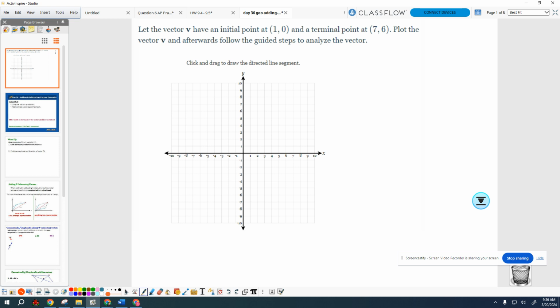So again, guys, we started vectors yesterday, and what a vector is, it has direction and magnitude. So if I was to graph this, the coordinate 1, 0.